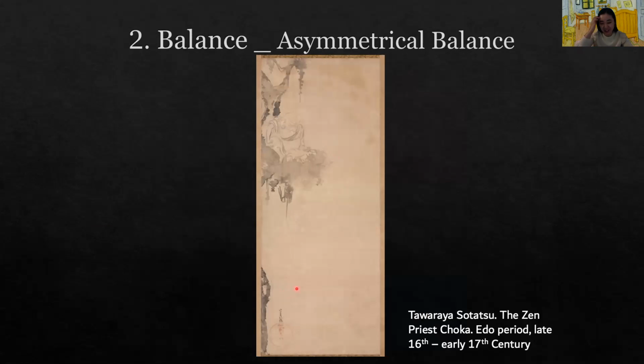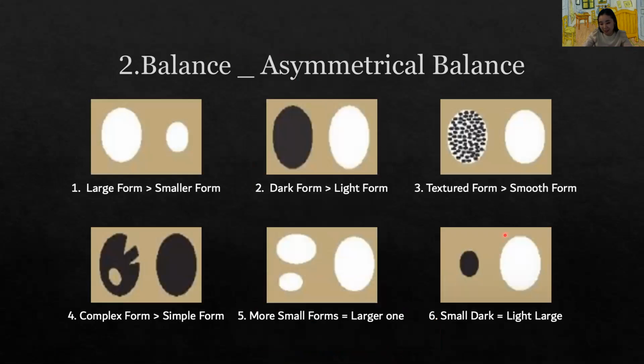Okay, so I will let you know. So there is a dark and small form on the top corner, right? And there is a large empty area with the bright, it's just empty. So it's using the light paper area. So it can be the 6th asymmetrical balance form like this, small dark and the large light form. It was a tricky one.